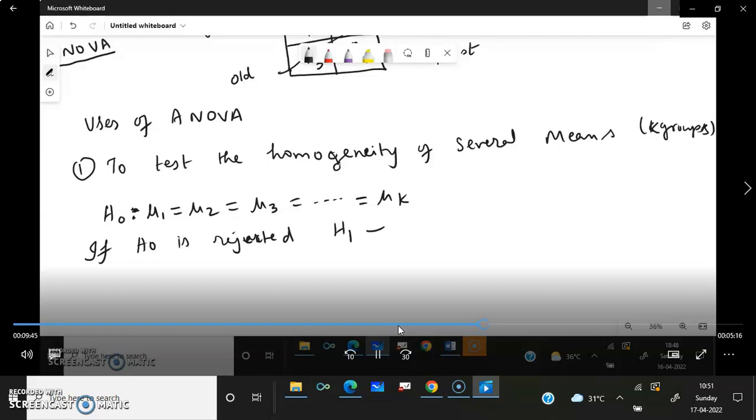If H naught is rejected, we are going to accept H1, the alternative hypothesis: there is a significant difference between these k groups.